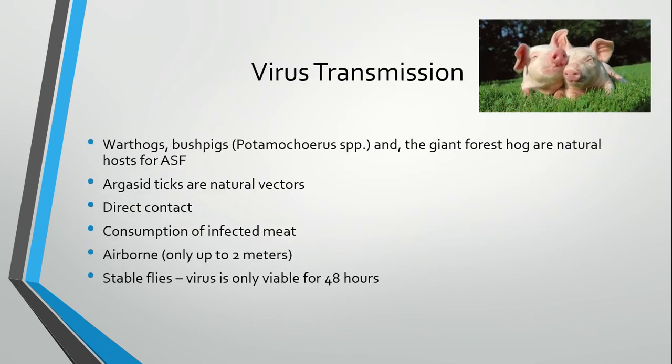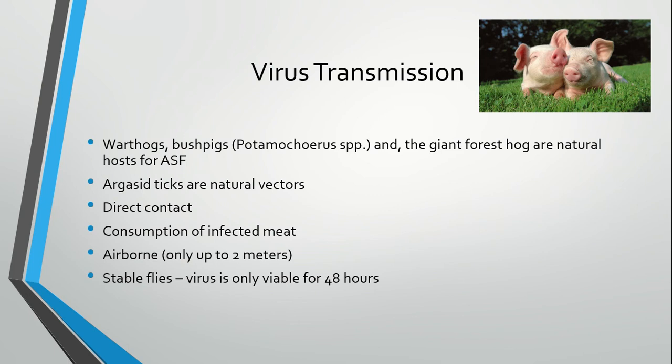Virus transmission. Warthogs are the natural host but cannot transmit the virus directly to pigs. Agar-agar ticks are the natural vector, and they can maintain and transmit the virus for several years. Virus transmission occurs through direct and indirect contact. So direct contact is through bodily fluids, which are oral, nasal, fecal matter, as well as blood, and indirect contact through contamination of farm equipment and clothing.